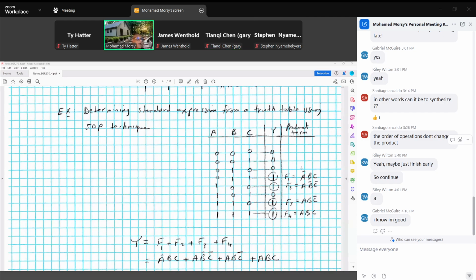Now, why A inverted, not A? And why do you use B, not B inverted? Because at that row, A is 0. Because in front of this fundamental product, A is 0, we can't use a 0 because the multiplication will be 0. But the multiplication must be 1. So we have to use A inverted.